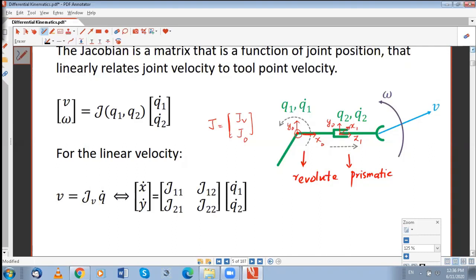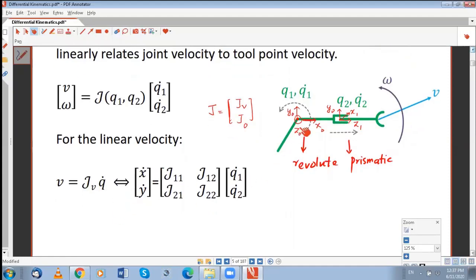So by convention, we make our joint move about Z0 if it is a revolute joint, or along Z if it is a linear joint. So here we are having motion about Z0, and here we are having motion along Z1, linear motion. Okay. So anyway, if you look here, the only rotational motion in the system is about a global Z.